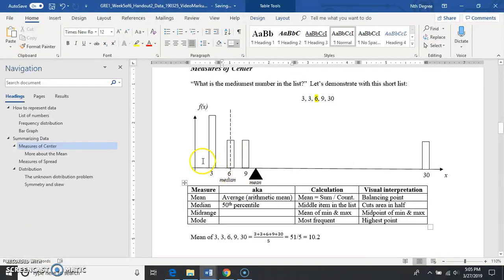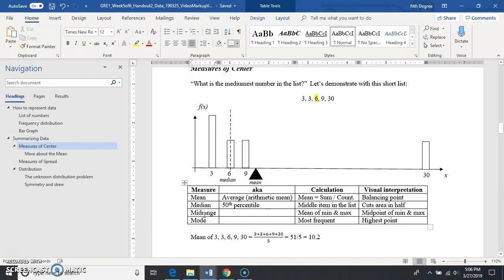Now I want you to think about the two-dimensional structure of this bar graph, because we're talking about area here. So look at the area to the left of this dashed line. The area of this bar is 2, because it's 2 units high, and then half of this bar is to the left. So the area to the left is 2.5. Now look at the area to the right. 2.5. Okay, so there's a total of five numbers in this list. Basically, 2.5 of them are to the left of the median, and 2.5 of them are to the right.